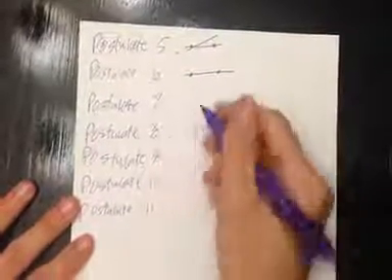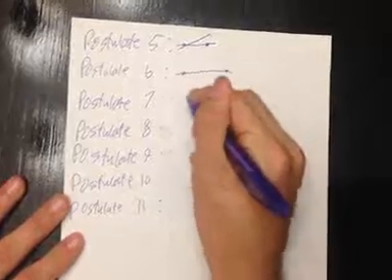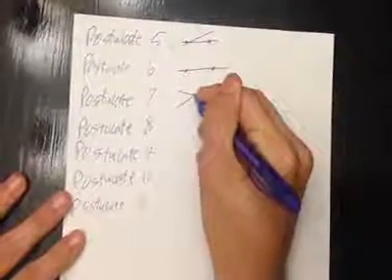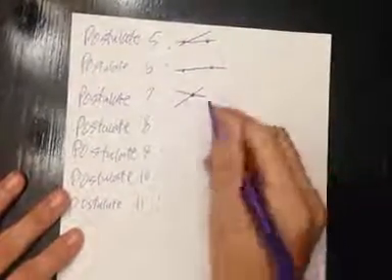Postulate 7 is if 2 lines intersect, then their intersection will be 1 point, as you can see.